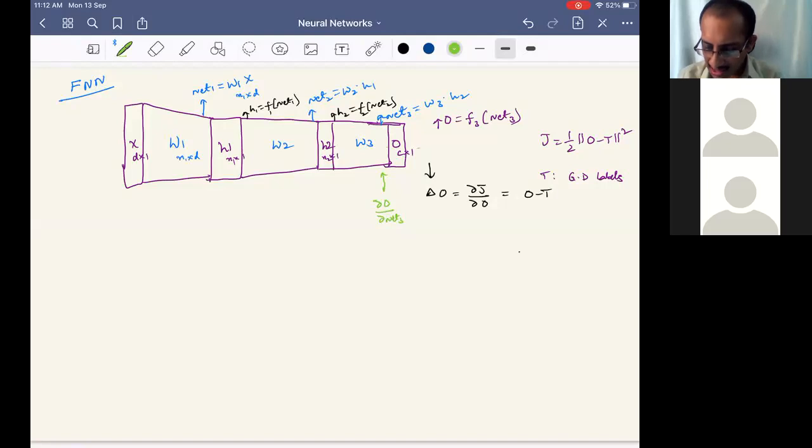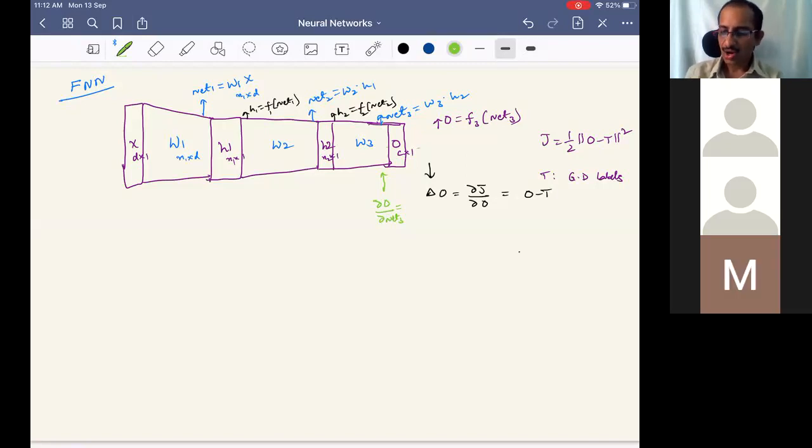So how do I write this? First of all, dimensions: O is a vector of C cross 1. Net 3 is of dimension C cross 1. So what is dou O by dou net 3? A vector with respect to a vector, so its dimension is C cross C.